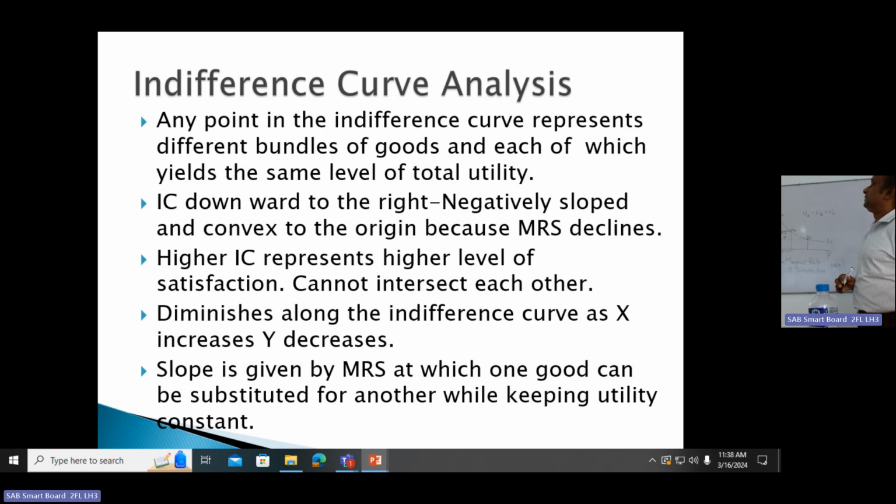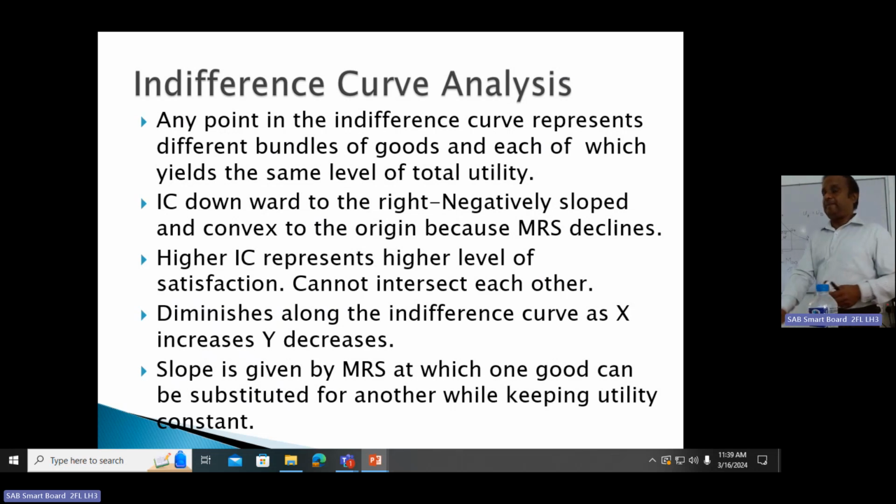The slope gives us the marginal rate of substitution, which decreases. That is the first feature: downward, negatively sloped. And the higher indifference curve explains a higher level of satisfaction.